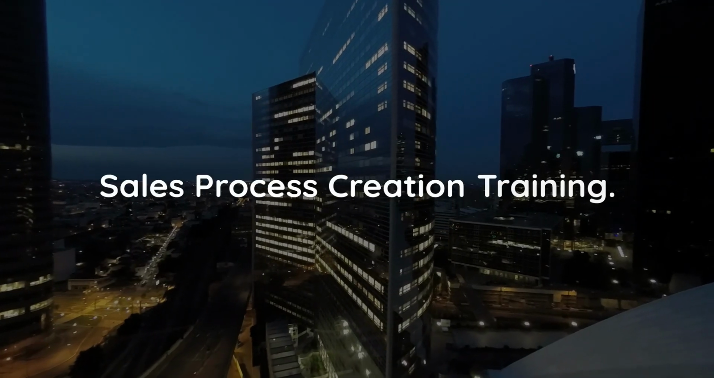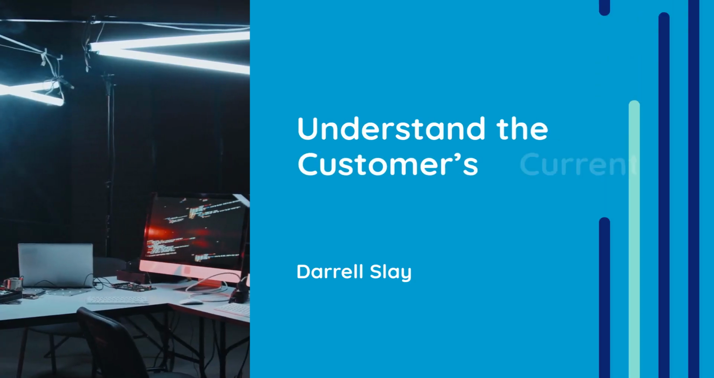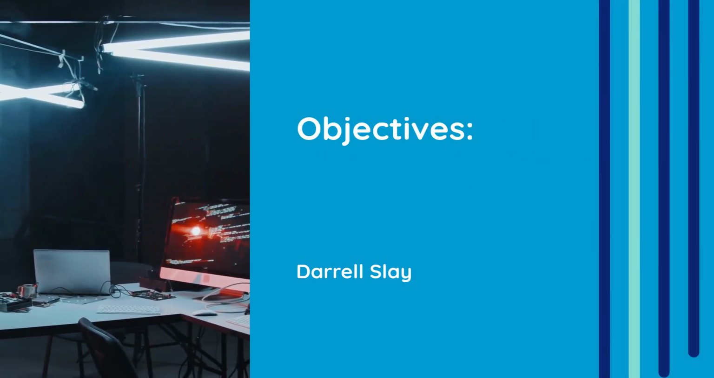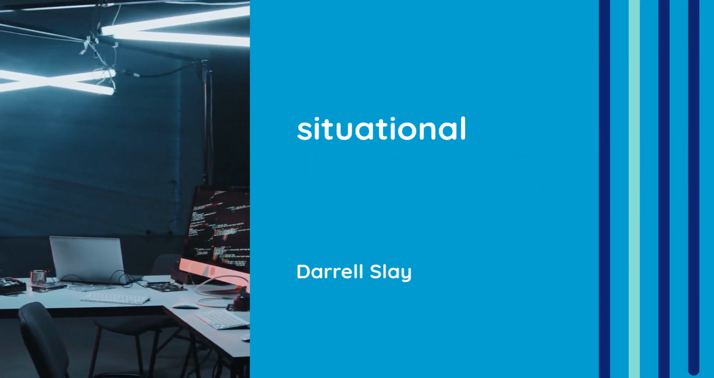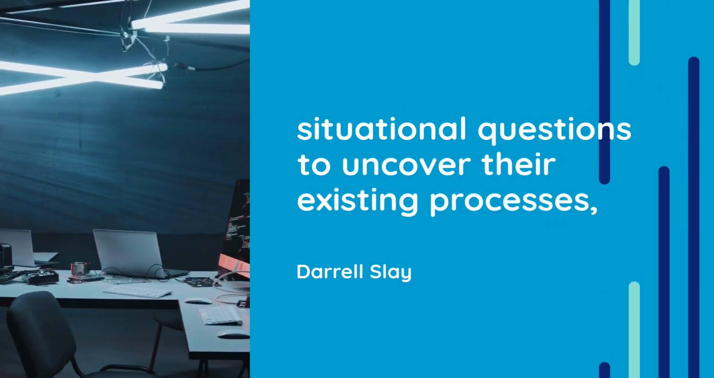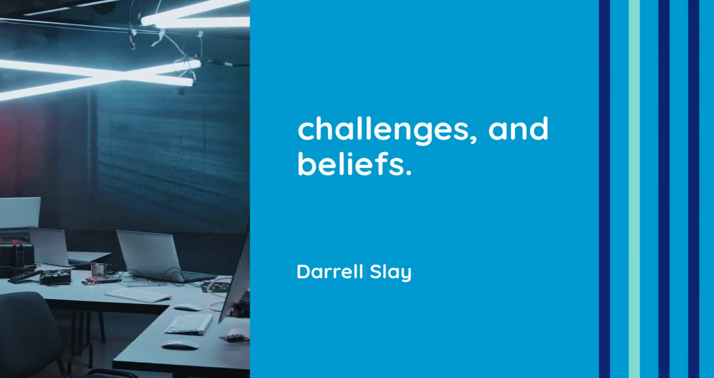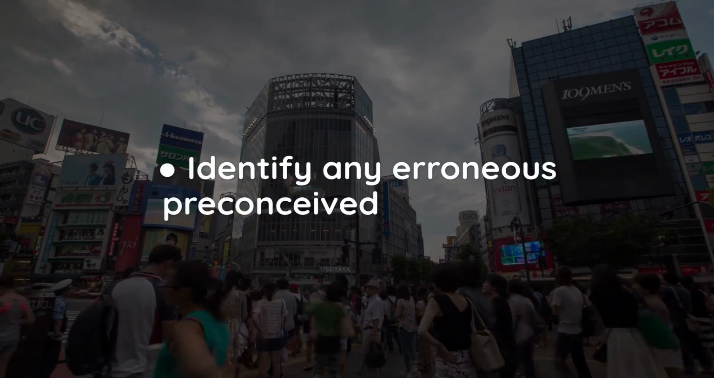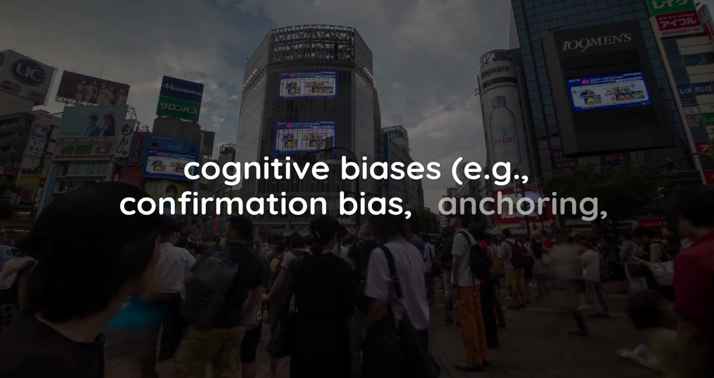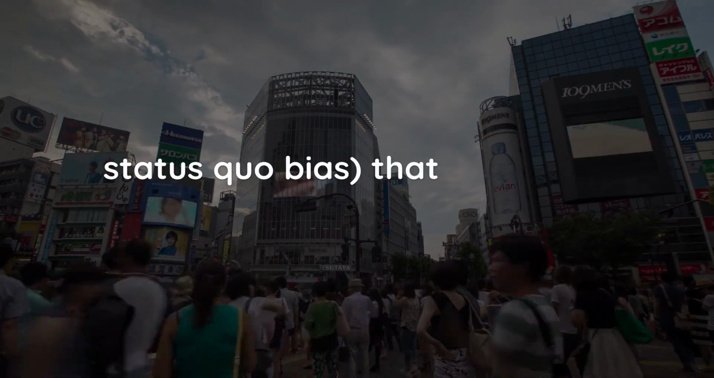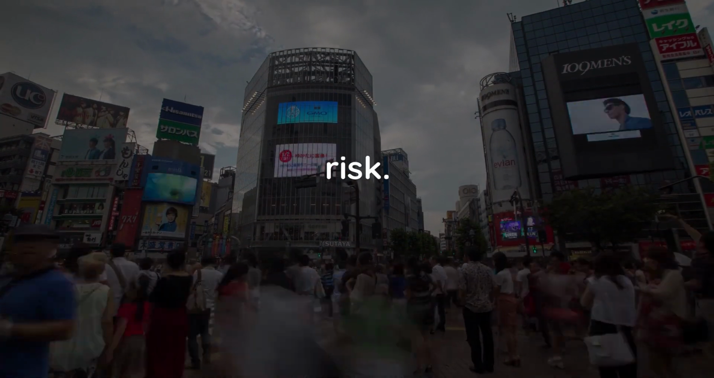Sales process creation training. Understand the customer's current situation. Key objectives: define the customer's current state. Use situational questions to uncover their existing processes, challenges, and beliefs. Identify any erroneous preconceived notions or cognitive biases, for example confirmation bias, anchoring, status quo bias, that may skew their perception of value or risk.